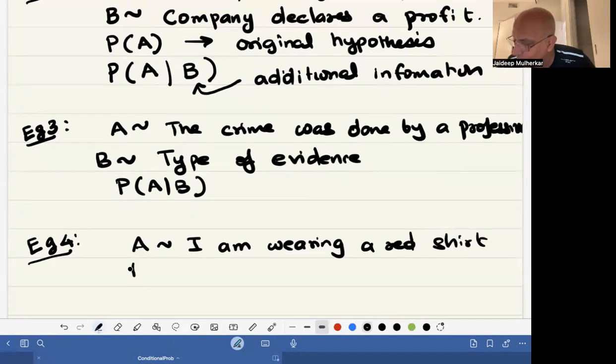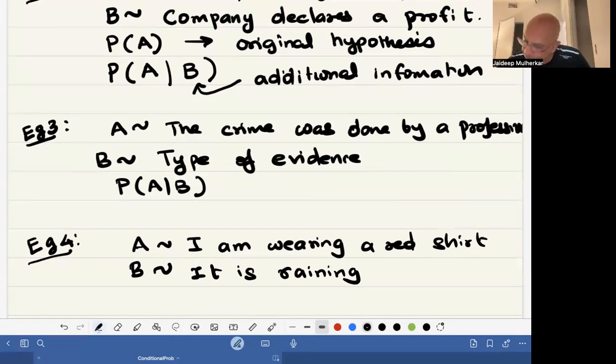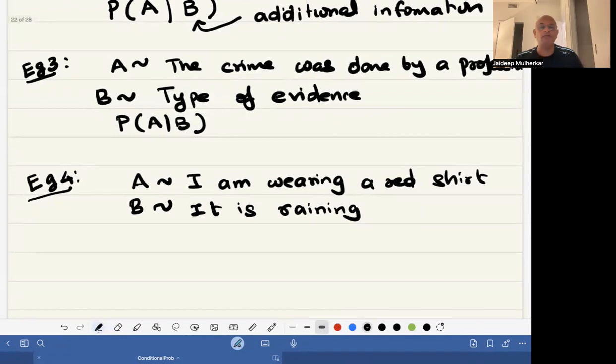And let B be the event that it is raining. Then it is somewhat obvious that me wearing a red shirt shouldn't have anything to do with the fact that it is raining. So in this case, the probability of me wearing a red t-shirt, given that it is raining, or the occurrence of event B, shouldn't have anything to do with the probability of event A.